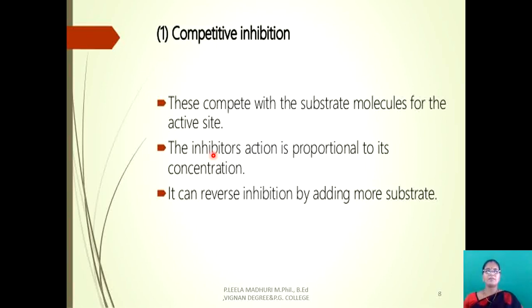So this inhibition can be overcome by increasing the substrate concentration. So once the substrate concentration is increased, what will happen? The availability of substrate molecules will increase, and these substrate molecules compete with the inhibitor and will go and bind to the active site as their number is more. Hence, it is called competitive inhibition, and the inhibitor is called a competitive inhibitor.